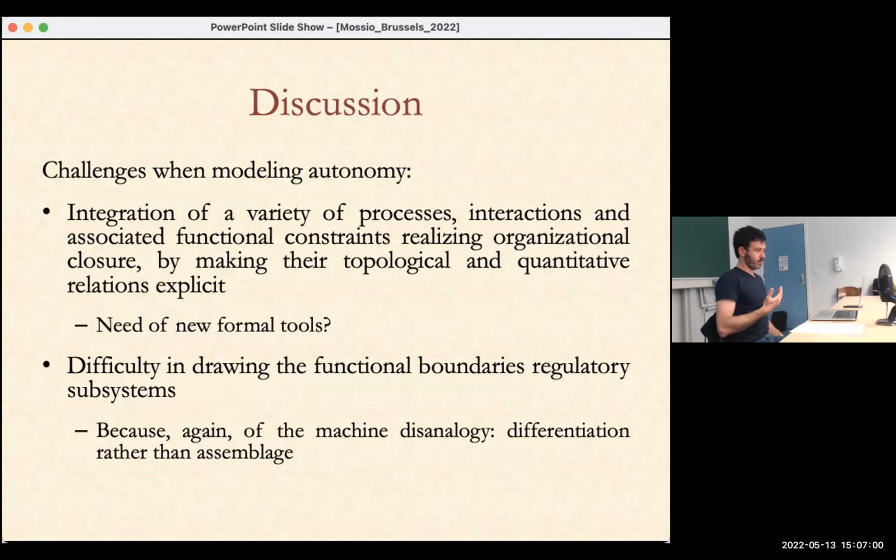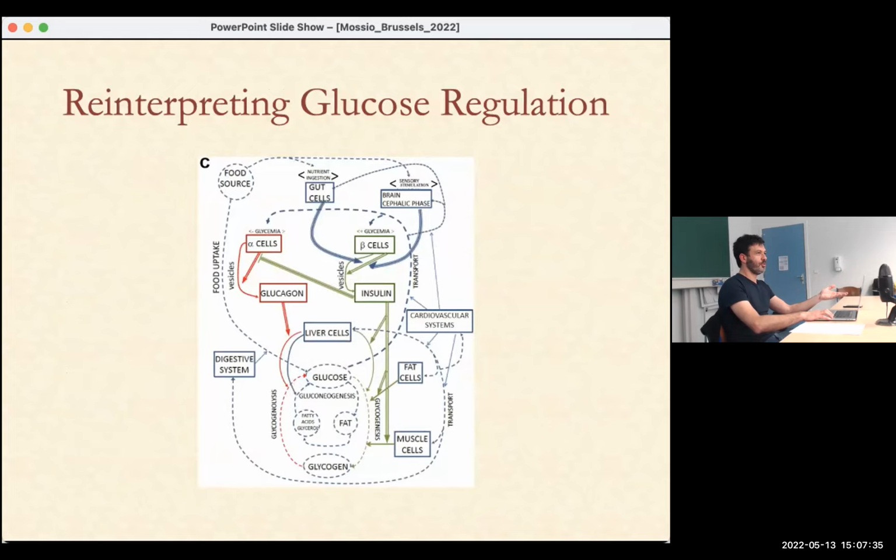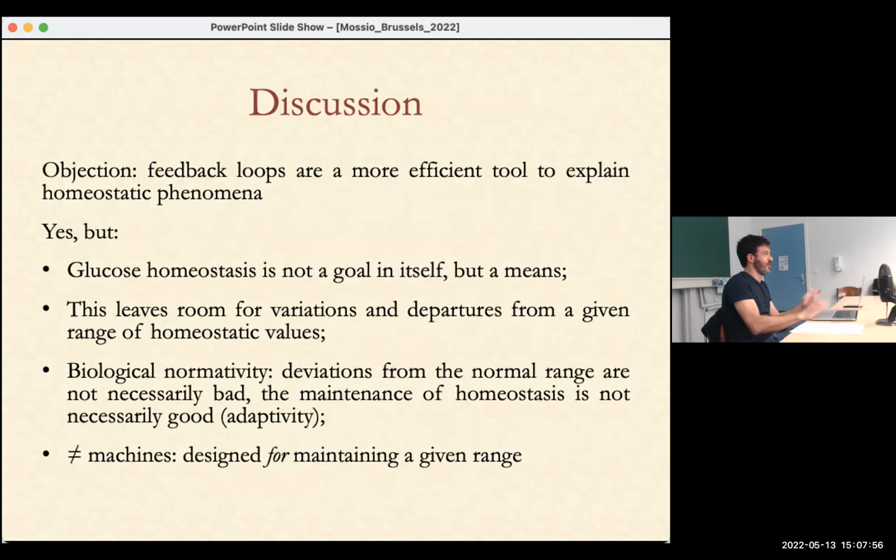There are, of course, challenges. It was obvious from the very beginning when trying to model by applying these ideas, because one point is that you have to integrate a variety of processes and interactions, and try to make the topological and quantitative relations explicit. We don't even know what signs to use and how the model is supposed to be drawn, so that is understandable. So we did that, but there are many problems with that. From the very beginning, a rich ontology raised a problem for representation. And as far as I know, there's not that much that we can easily use to make this understandable, even in the representation. That's why sometimes making things simpler is advantageous, because you can understand what's going on.